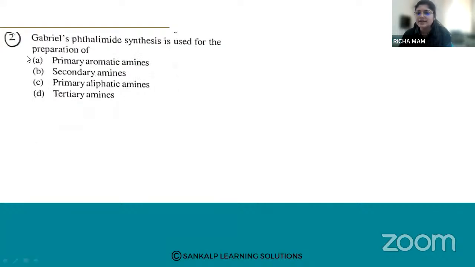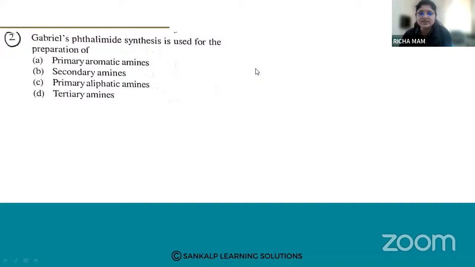Gabriel phthalimide synthesis is used for the preparation of... You might have gone through Gabriel phthalimide synthesis, the famous reaction. It is one of the important reactions in the preparation of amines. Synthesis means prepared. So what type of amines are prepared? A, primary aromatic amines; B, secondary amines; C, primary aliphatic amines; and D, tertiary amines.